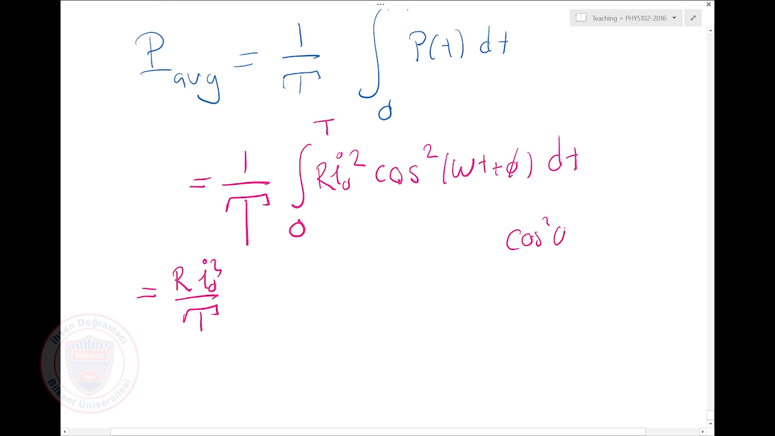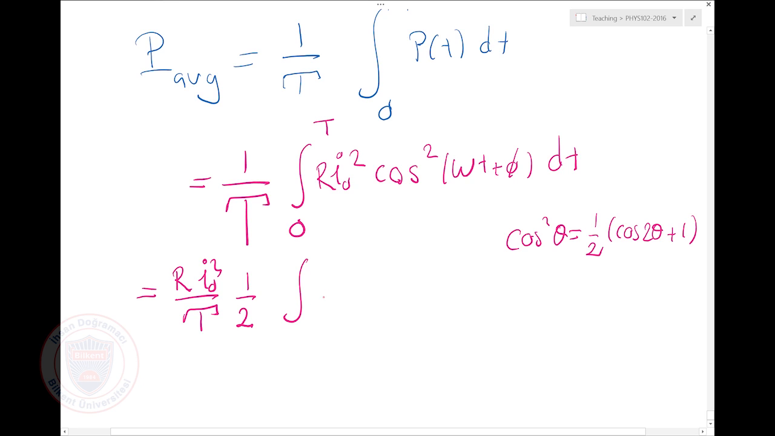Now, cosine squared, I'm going to write it a little bit differently. Cosine squared theta is 1/2 times (cosine 2 theta plus 1), right? Yes. Okay? Everyone agrees with me? I'm not doing anything wrong? Good.